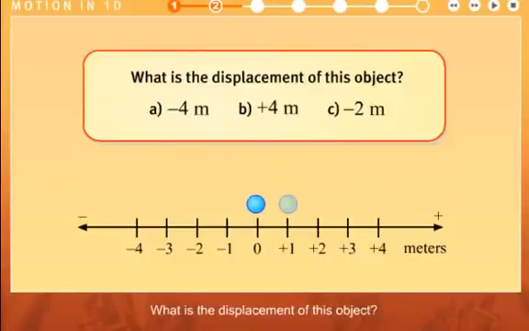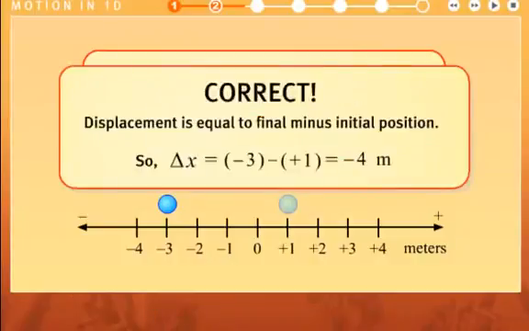What is the displacement of this object? Correct. Displacement is equal to final minus initial position. So, delta x equals negative 3 minus positive 1, or negative 4 meters.